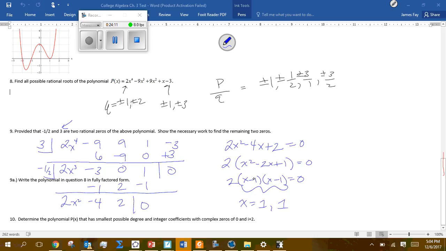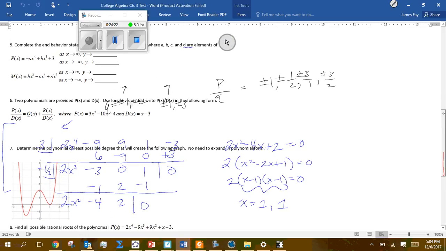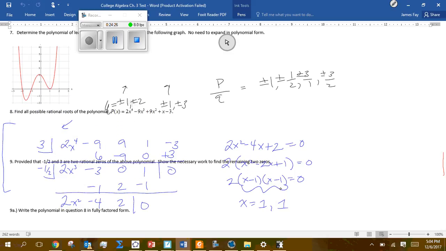The next thing was to take the information out of question number 9 and rewrite all that stuff as just a kind of factored polynomial. So we have the 0, I'll just kind of do this over here on the side. We had the 0 here that -1/2 and 3 were zeros. So P of x.